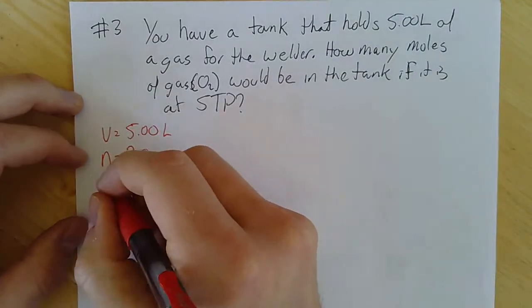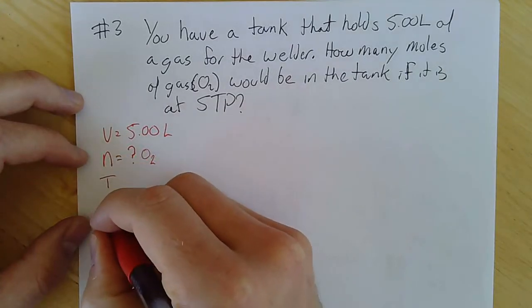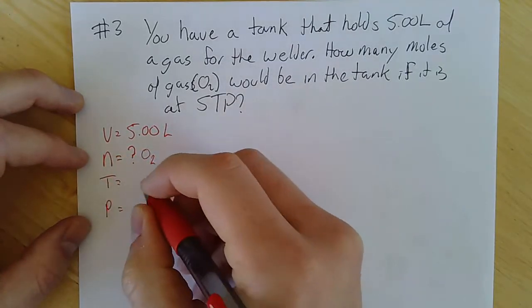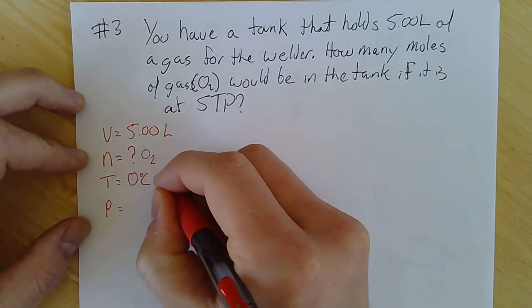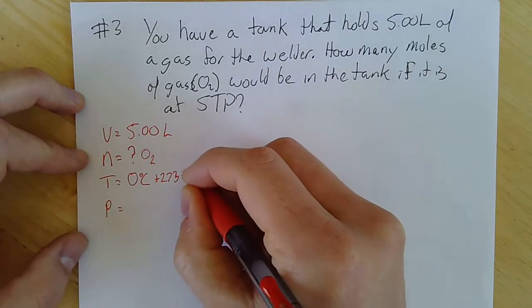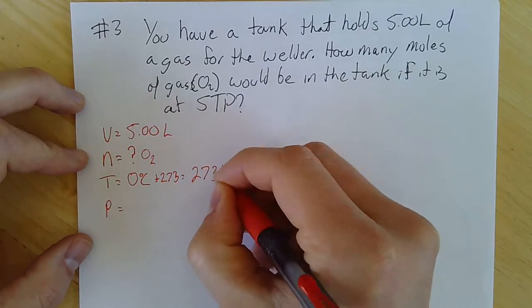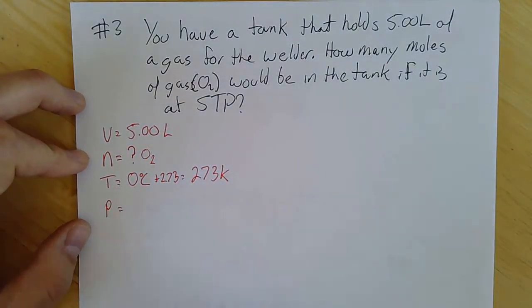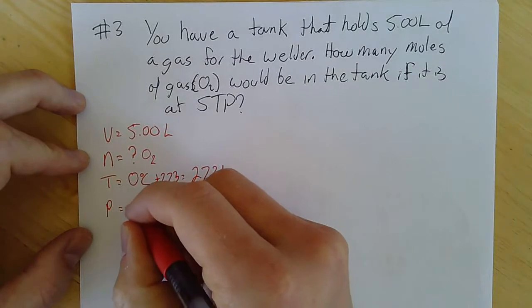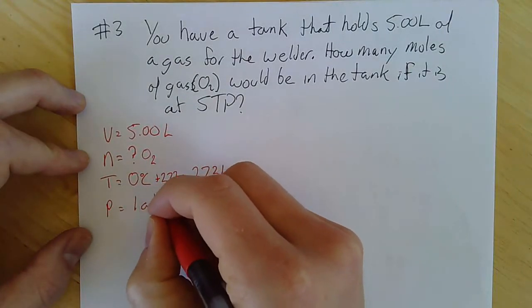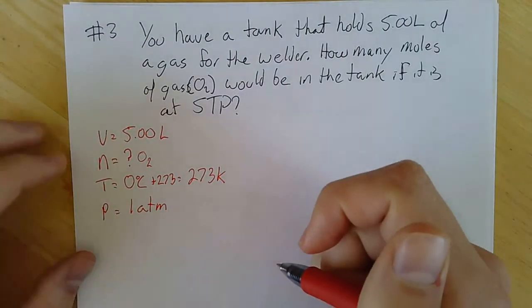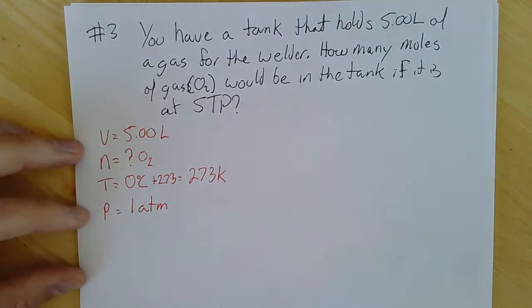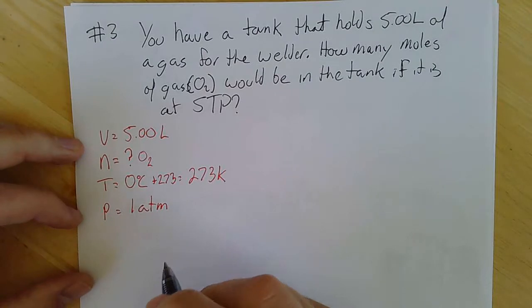So remember, STP stands for standard temperature and pressure, right? So standard temperature is 0 degrees Celsius, but we can't have that. We have to add 273 to it to get to Kelvin. So we're actually at 273 Kelvin. Okay. And pressure, you can choose any of the pressure units. I guess probably the easiest one is just 1 atm. All right. But you could have used 760 torr or 101.3 kilopascals. Wouldn't have mattered.